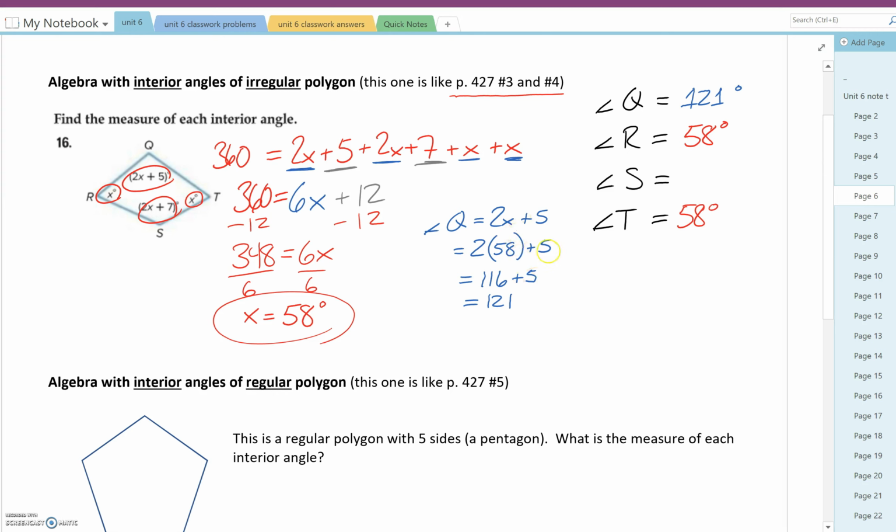And then I have to do the same thing for angle S. I could go through the whole entire equation and substitution thing again, or I can just look at the two expressions. When I did 2x plus 5, I got 121. If I do 2x plus 7, I'm just going to have 2 more than I had before. So angle S is just going to be 123, right? I would do the same thing as I did for angle Q, but instead of adding 5 at the end, I would add a 7. So I'm adding 2 more. So here are my answers.